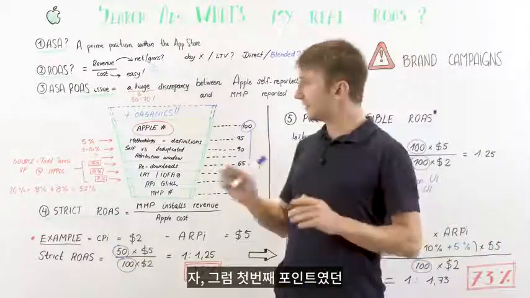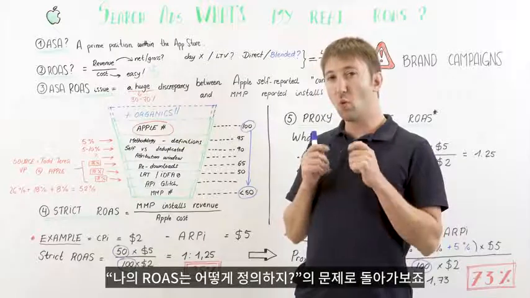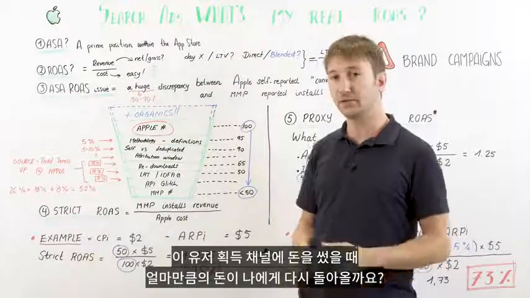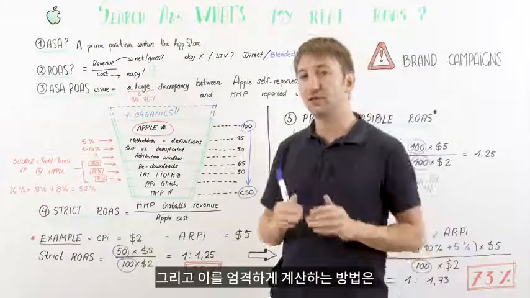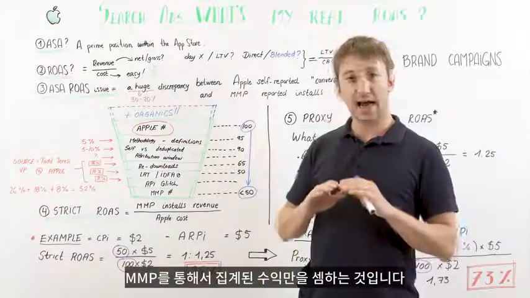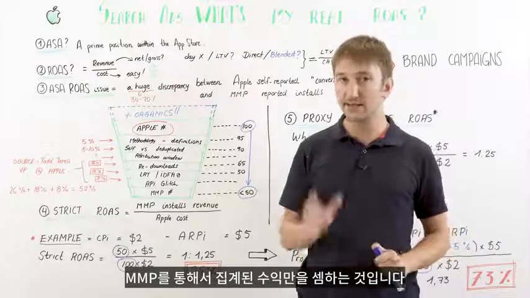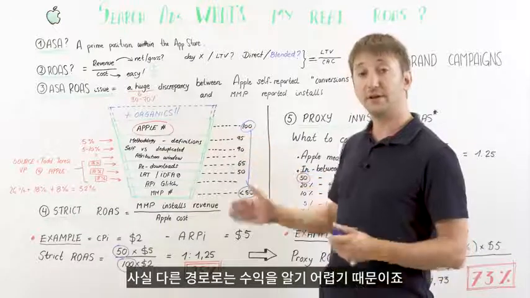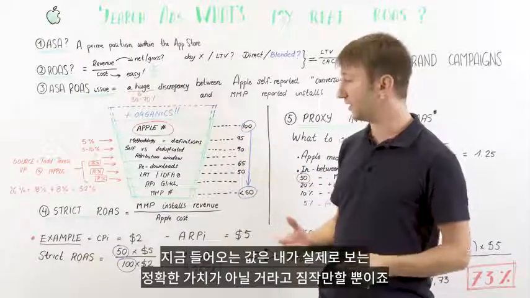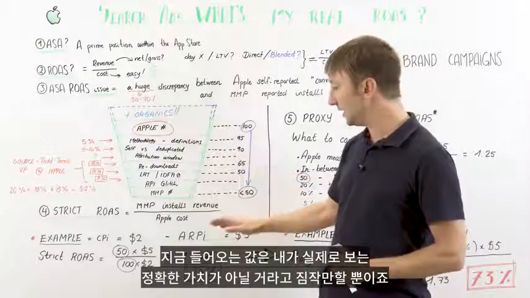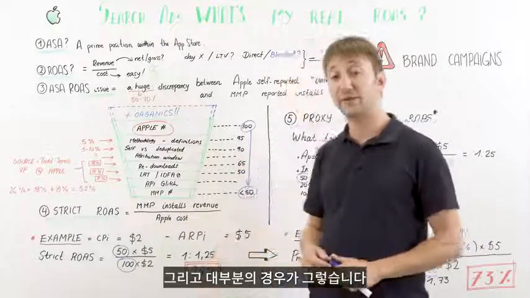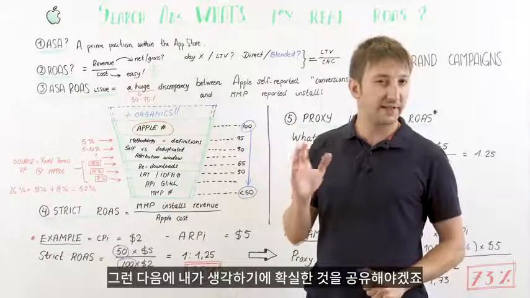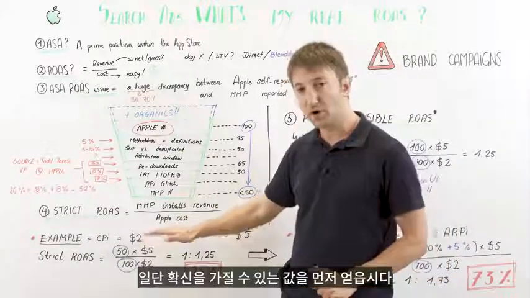So let's get back to the first point, which was: what is my return on ad spend? How much money is coming back to me when I'm spending money on this acquisition channel? The strictest way of calculating it is to count only the revenue that I can see through my MMP, because the rest of it is unknown. I'm guesstimating what's coming there. It's not an exact value that I'm seeing. That's the way I've proceeded most of the time. I want to see what I'm sure of seeing, and then I'll share what I think it might be. But let's first get to the one you're sure of.